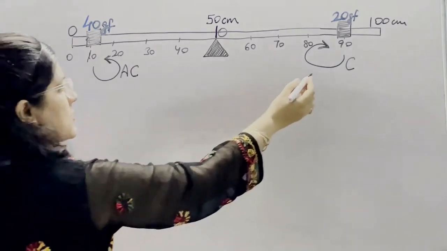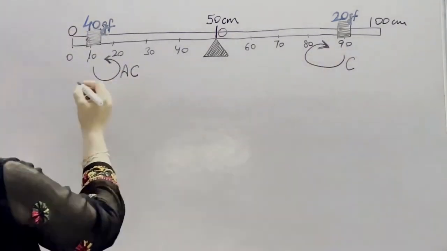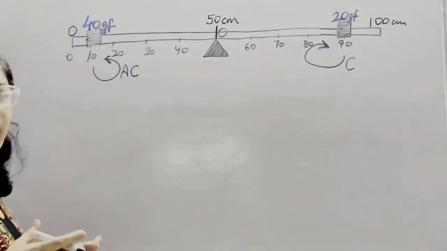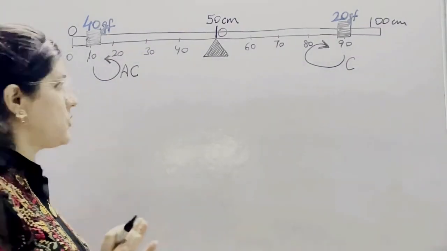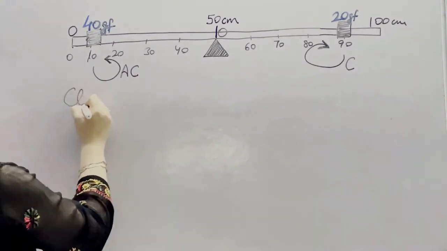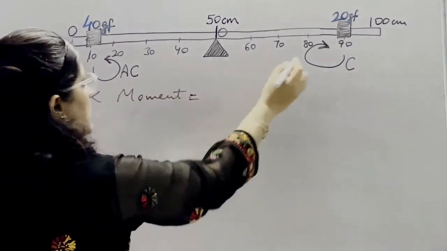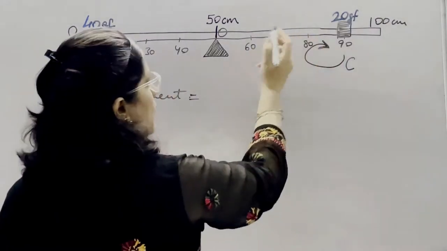So the clockwise moment is on this side, and let us calculate clockwise and anti-clockwise moments separately. If they are equal, then the scale is in equilibrium position. So clockwise moment. Clockwise moment is on this side. So what is the value of F here?